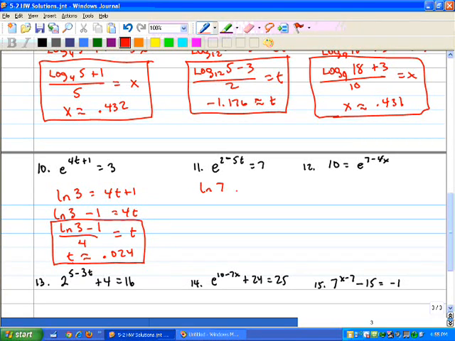Once again, we convert 11 to logarithmic form. ln 7 equals 2 minus 5t. Subtract 2 from both sides, get ln 7 minus 2 equals negative 5t. Divide by negative 5, and we get ln 7 minus 2 over negative 5 equals t. That's our exact form answer. Plug in a calculator, we do ln 7, close parentheses, minus 2, enter, so we get the numerator, then divide that by negative 5, and our decimal approximation is 0.010 or 0.011, depending on whether we round or chop.